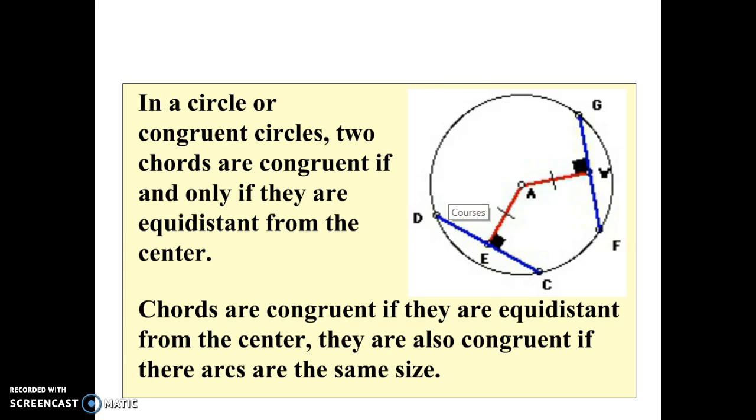All right, our last theorem here. In a circle or congruent circles, two chords are congruent if and only if, remember, that's a biconditional, so it means the converse is also true, if and only if they are equidistant from the center. Chords are congruent if they are equidistant from the center. They are also congruent if the arcs are the same size.